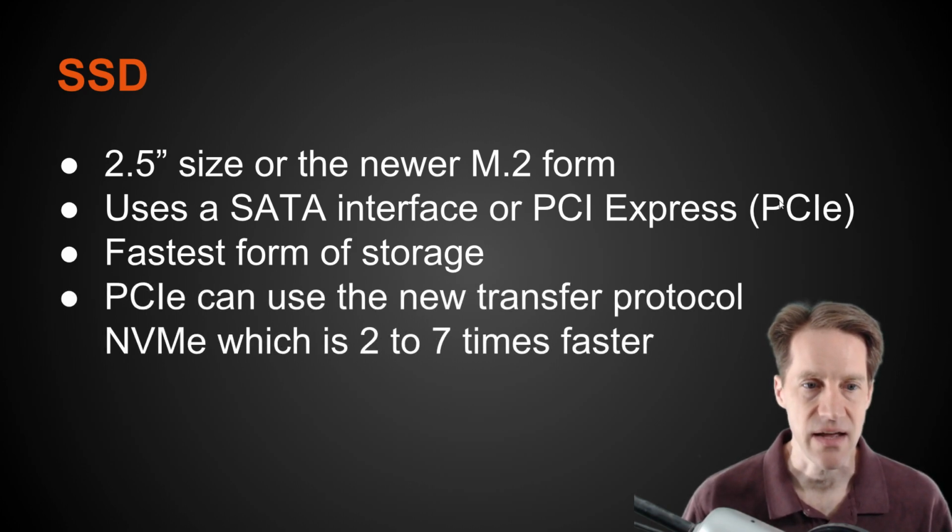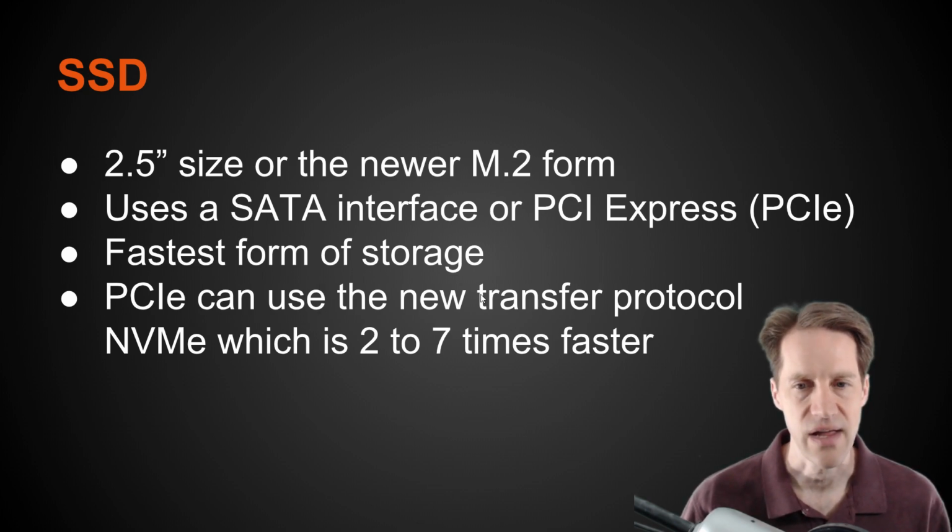And a PCIe SSD can also use a newer transfer protocol. So again, this is a term you'll see as NVMe, which is even 2 to 7 times faster than, for example, a SATA SSD. So an NVMe SSD can be 2 to 7 times faster than a SATA SSD. Again, due to the new transfer protocol and generally these use the PCI Express interface.